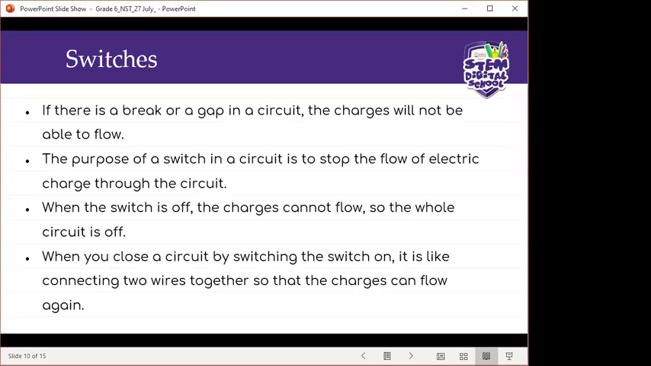Let me just go back. Or rather, let me wrap up switches. When you close a circuit by switching the switch on, it is like connecting two wires together so that charges can flow again. All right.